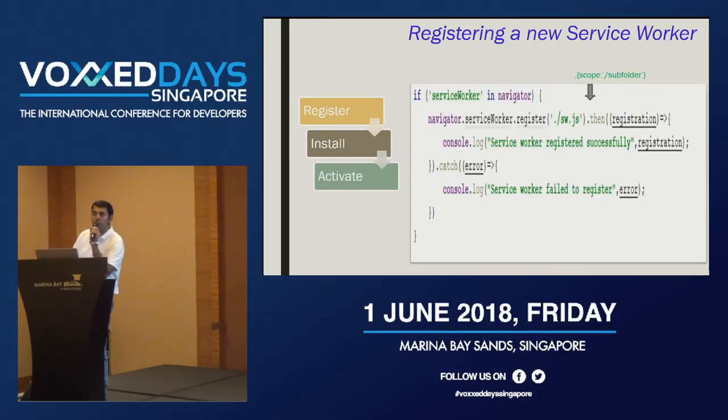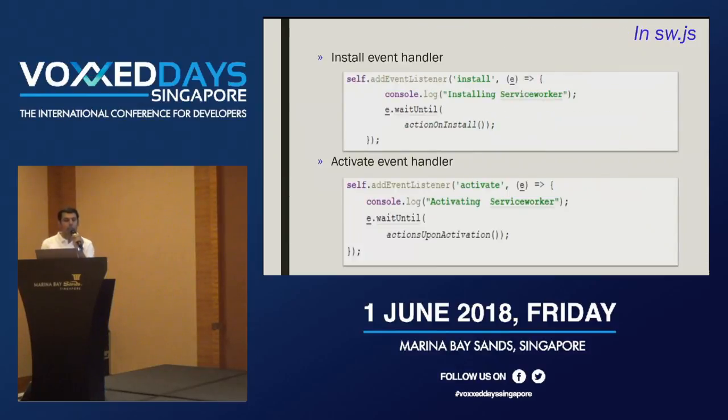After registration, what happens? What is the life cycle of the registration? As soon as you register a service worker, it goes through these stages: install and activate. Let's see what install looks like. In the service worker, your sw.js file has these two events that are involved in the activation and usage of the service worker.